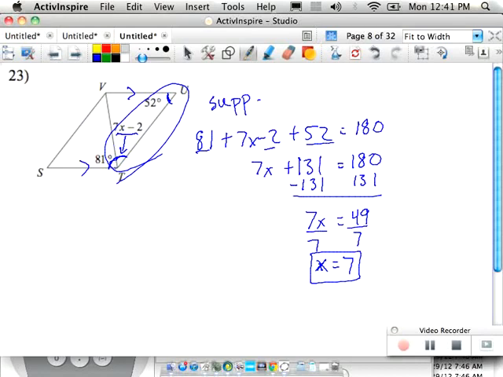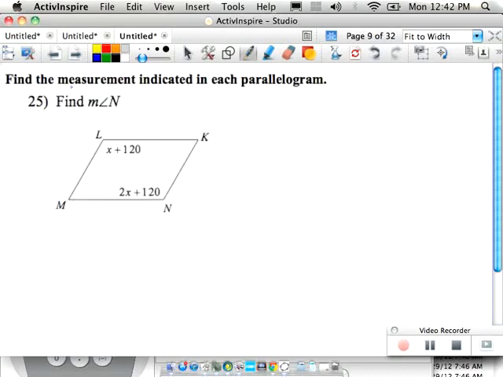X equals 7. Remember, if we have these three angles adding up to 180, it's the same thing as when we only had two angles adding up to 180. The difference this time is that one of those two angles was split. But still, supplementary relationship, 180 degrees. Find the measurement. That means solve, then plug in.